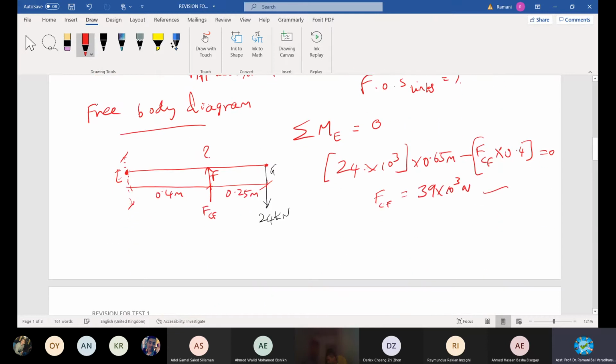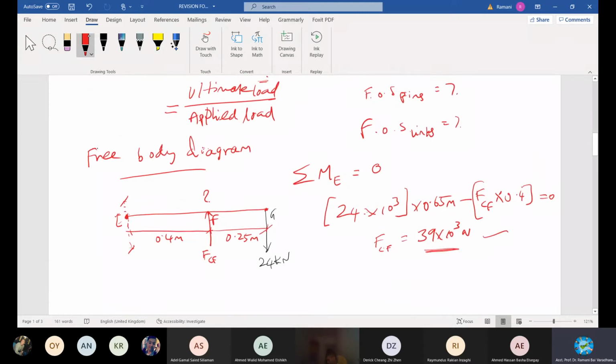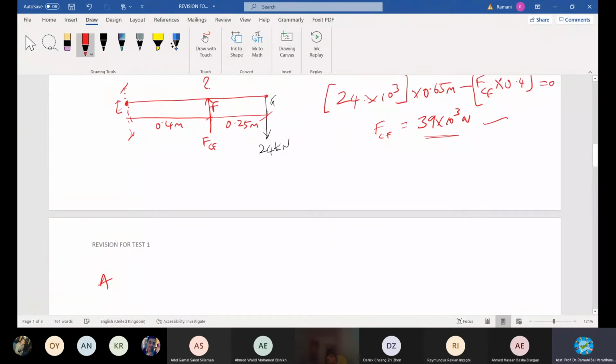So we found the load at point F, that is our point of interest. We need to find the factor of safety at these pins and the links at F. I found the applied load. Now let's find the ultimate load at this point. How much is the ultimate load at F? At F you have two things.